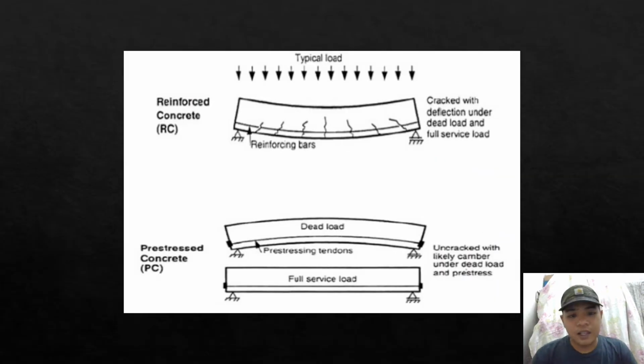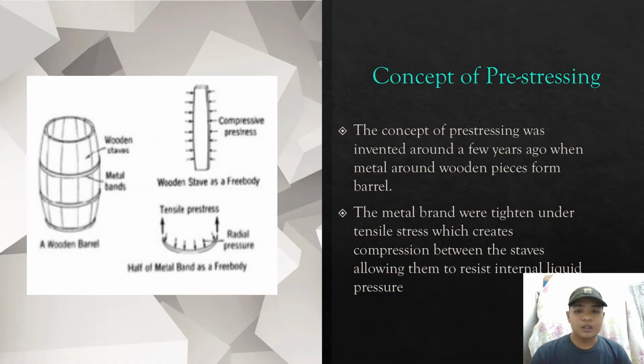So we can see from the first picture, the typical load is attached to reinforced concrete. So cracks occur with deflection under that load and full service load. But let us look at the concept of prestressing. As we can see from the wooden staff, the metal bands are around the barrel. So the concept of prestressing was invented around a few years ago.